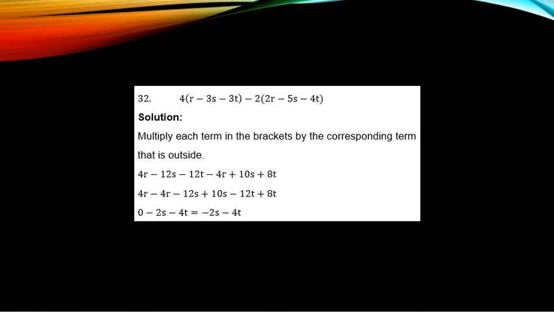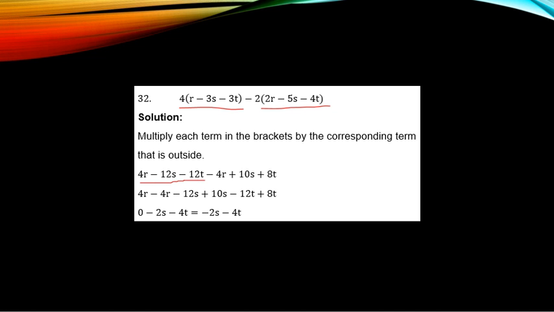So examples: simplify the following expressions by removing the bracket or brackets. Example 32. So you have this expression and this expression. You need to remove the bracket. For the first bracket, 4 will multiply a minus 3s minus 3t. So you have 4a minus 12s minus 12t.